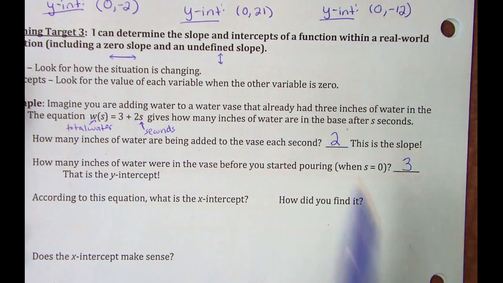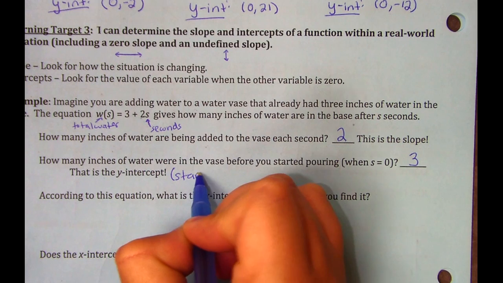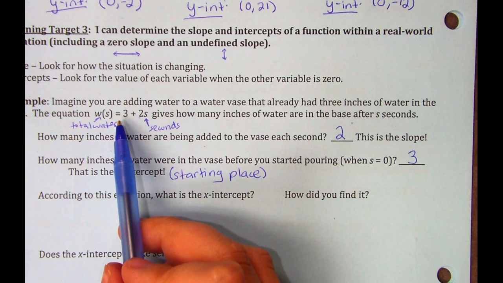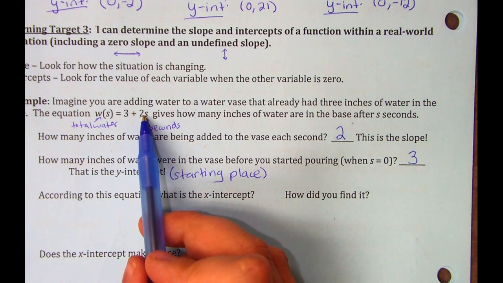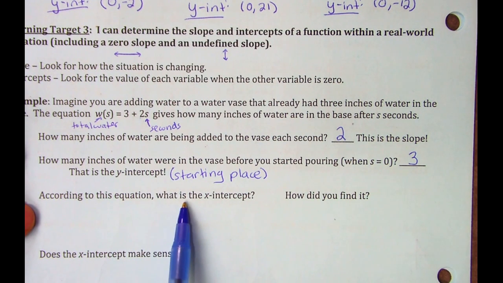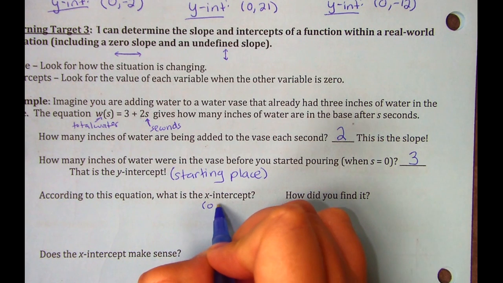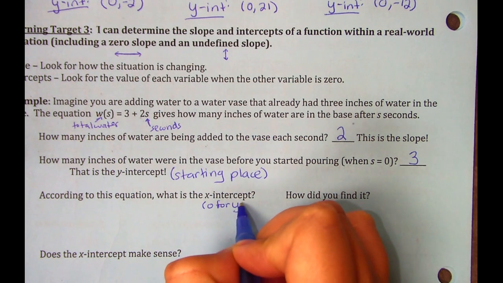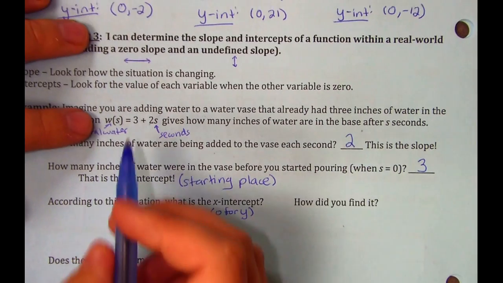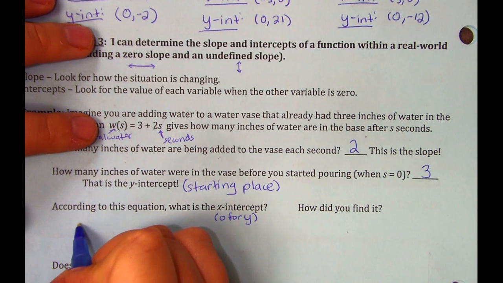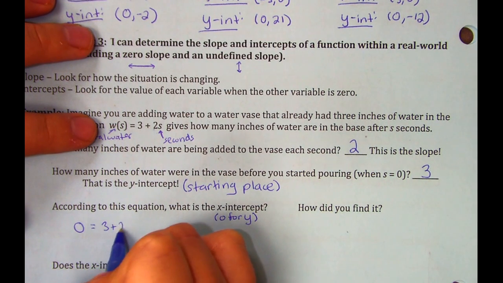The y-intercept is the starting place, and the slope is how it changes. Now, according to this equation, what is the x-intercept? Well, remember, when we're talking about an x-intercept, that means that we're going to plug in 0 for y. And remember, W of S, that's really the same as y. So I'm actually going to say 0 equals 3 plus 2s.